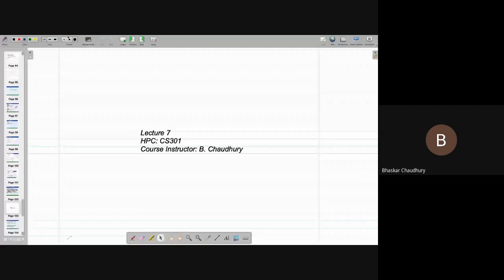So let us quickly summarize what we discussed in our previous lecture. In our previous lecture, basically we discussed the dependencies, the different kinds of dependencies, and most of the important concepts have been already covered. In future lectures, we'll again revisit this topic on certain advanced concepts.